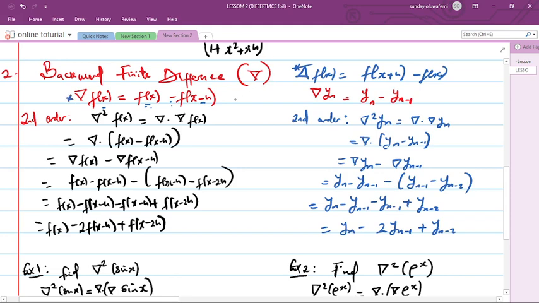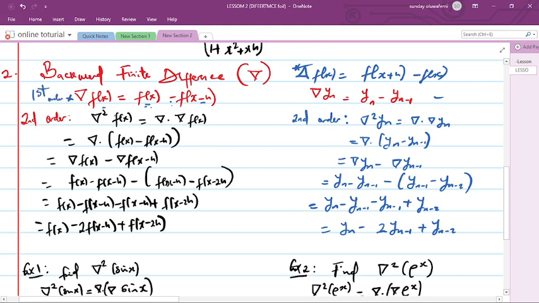And please make sure that you don't mix up the two. Alright, so for y subscript n, we have y subscript n minus y subscript n minus 1. That's for the first order. This is the first order of finite difference.